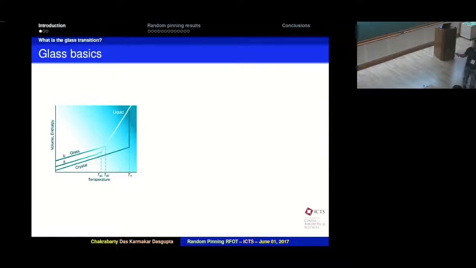You supercool a liquid, and at some point its relaxation time becomes so high that it falls out of equilibrium and becomes a glass. And for theoreticians, the thing that we are mostly interested in is something which is called the ideal glass, which is the limit of these curves as the cooling rate is made to 0.